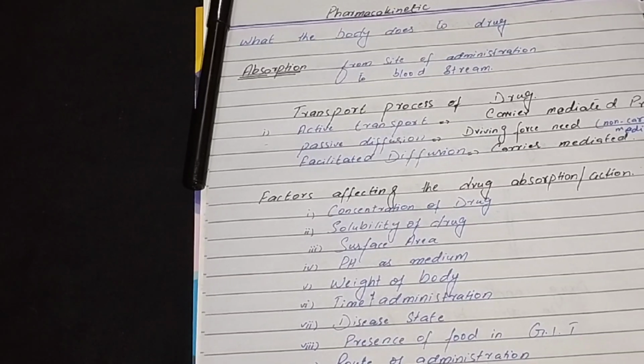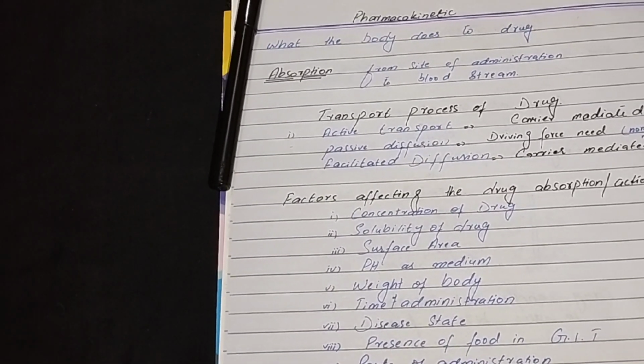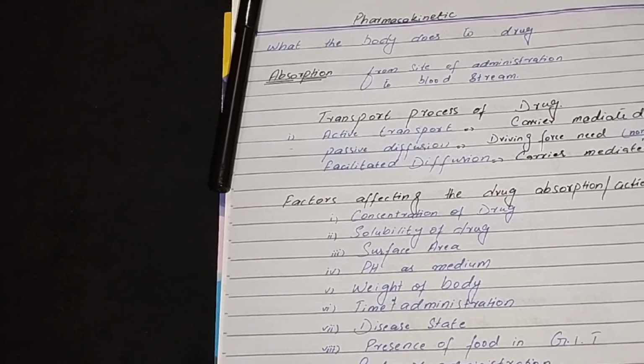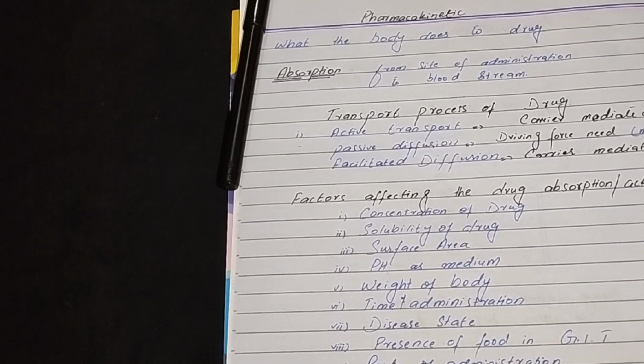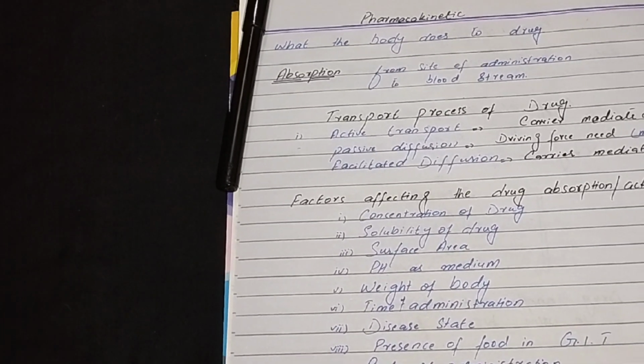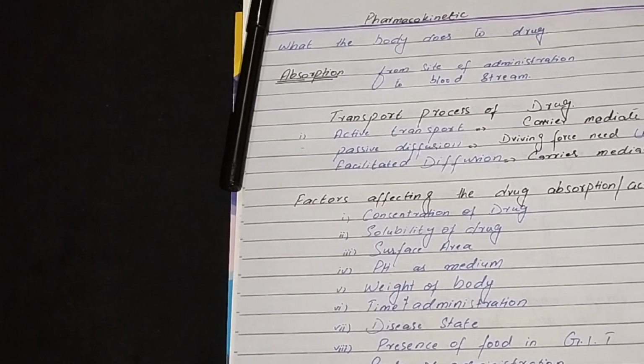Next we move toward the solubility of the drug. Lipid soluble drugs are more soluble in the blood because of the composition of the cell membrane, that is the lipid bilayer. And here we take the example of glycopyrrolate and some of the vitamins which are lipid soluble, and they show quick action.